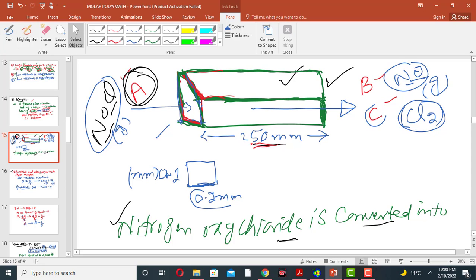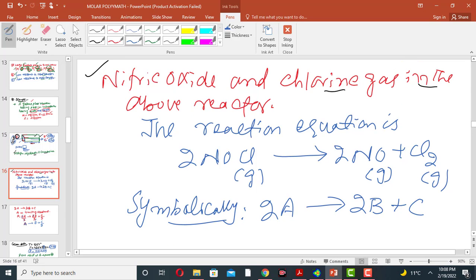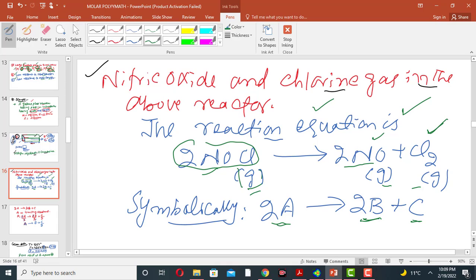So this is our reaction. The equation for the above reaction is written as 2 moles of nitrogen oxychloride, which is in gaseous form, are converted into 2 moles of nitric oxide and 1 mole of chlorine gas, and all the reactants and products are in gaseous form in this gas-phase reaction. Symbolically, we can write the above equation as 2A gives 2 moles of B and 1 mole of C.